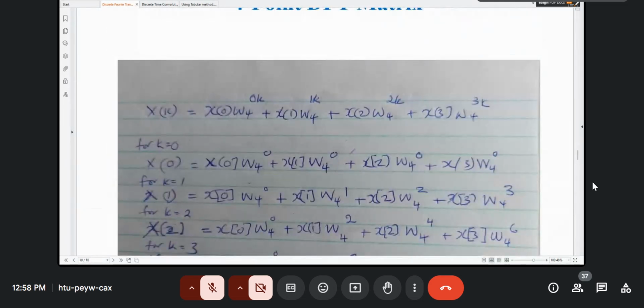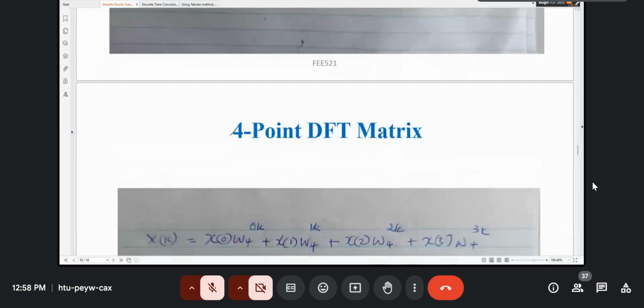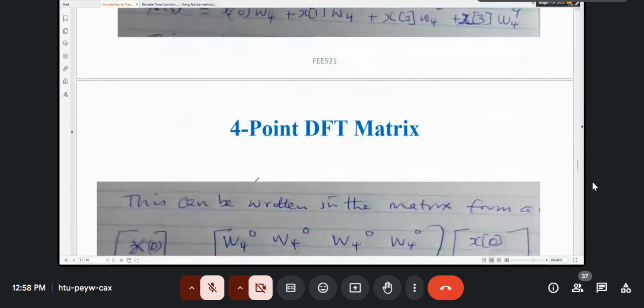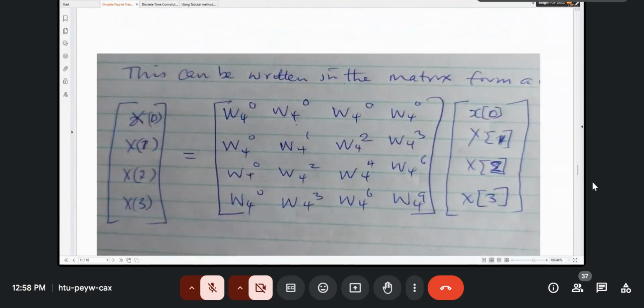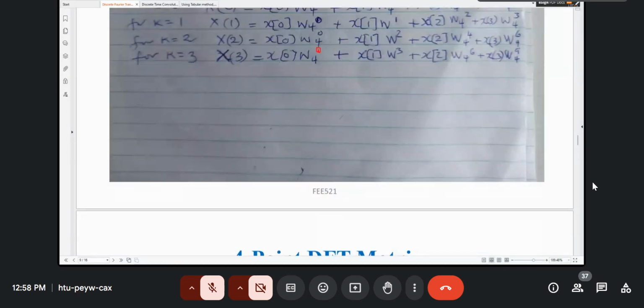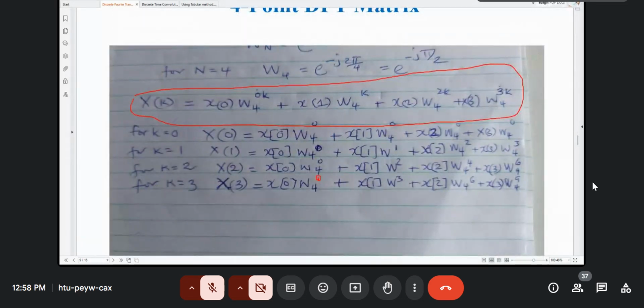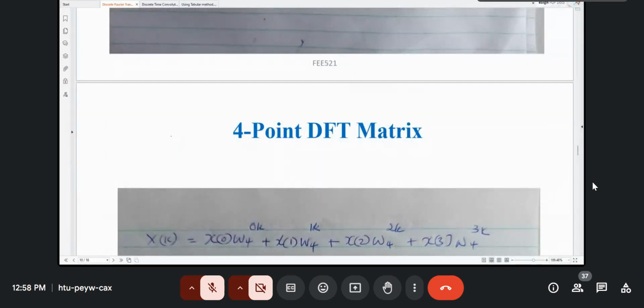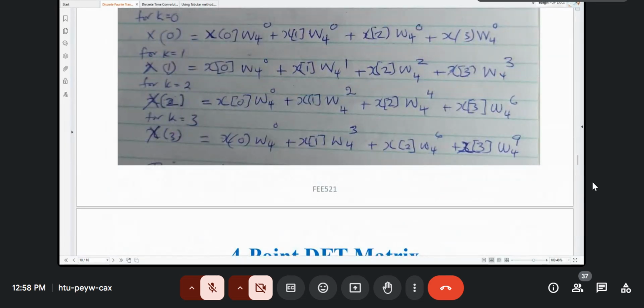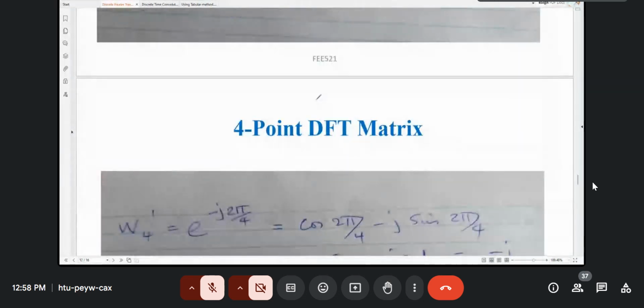I think I've just repeated the same thing. But that is what we are saying. You can write it in this matrix form. So this form, that's what we are doing. If you have got the x of k's equal to this, you can simply write it in matrix form as this.